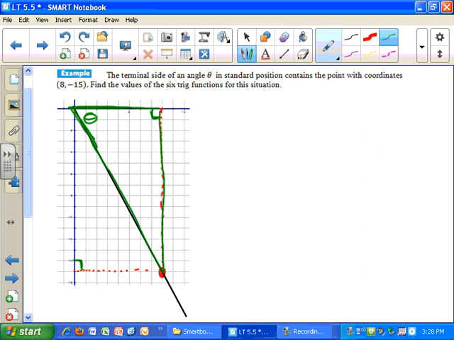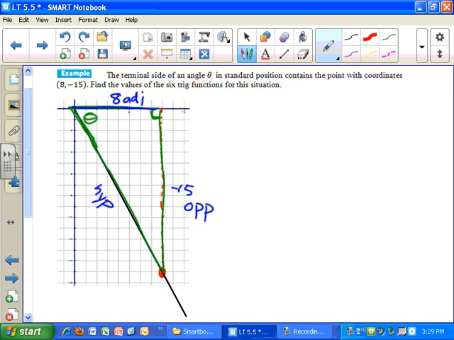I'm going to use this right triangle, not the one with the y-axis, and I'm going to label the values that I know. So I know that that is a positive 8, and I know that that is a negative 15. I will label this as my adjacent side, and I will label this as my opposite side, and this is my hypotenuse.